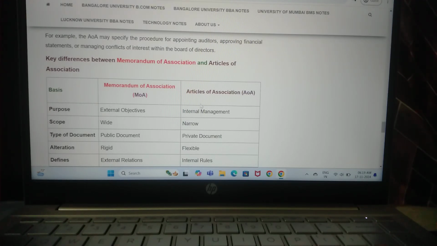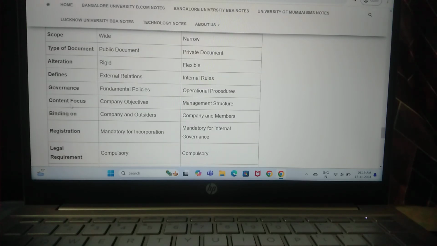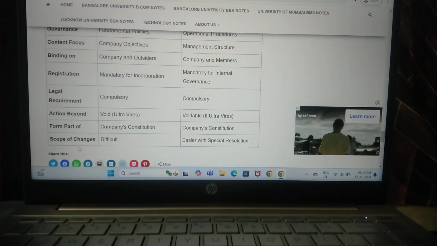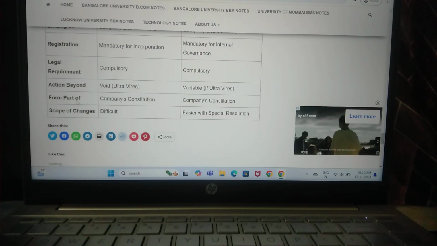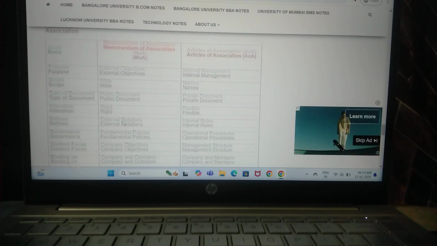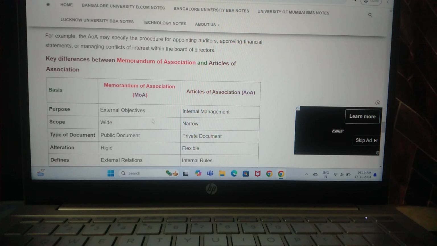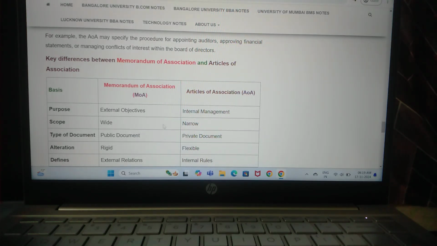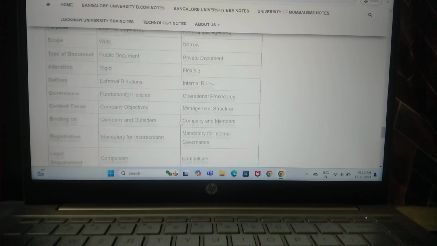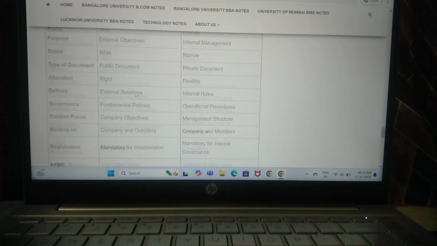Purpose: external for MOA, articles of association is internal. Scope, type of document, what type of document it is, MOA and AOA. Alteration, defines, governance, content focus, binding on, registration and legal requirement, action beyond, form part of, scope of changes. Differences: if they ask features of MOA and AOA, they will not ask the differences. If they didn't ask the features and characteristics or clauses, definitely they will be asking you the differences.